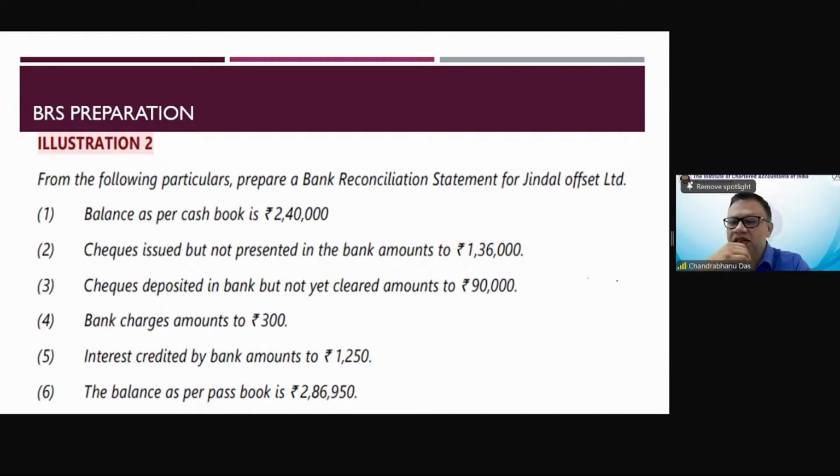Sir, cash book would be, sir, starting with. Hello. Yes Prajal, speak. Tell me. Your voice is breaking. Starting from cash book is easy, I think, sir. Hello. Yes, starting from cash book is easy.